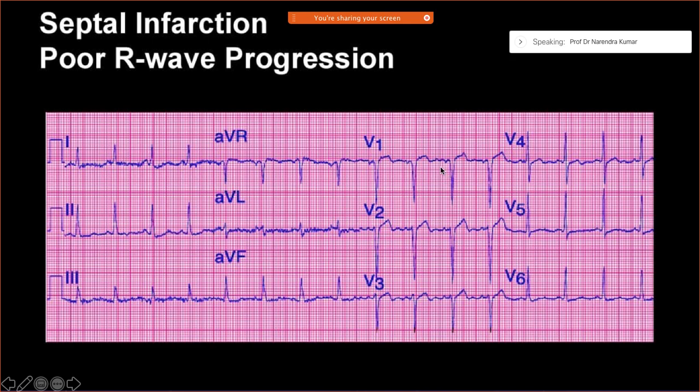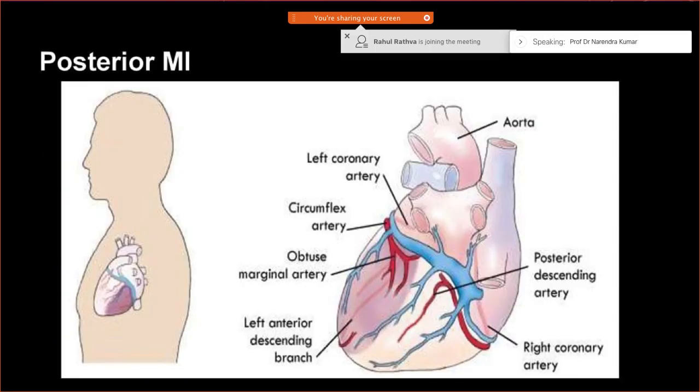You should always try to look for the QS wave pattern, especially in V1. If there is QS in V1, there's no doubt about it. It is a septal infarction and you should proceed accordingly.